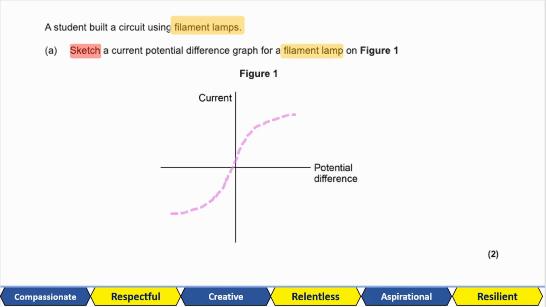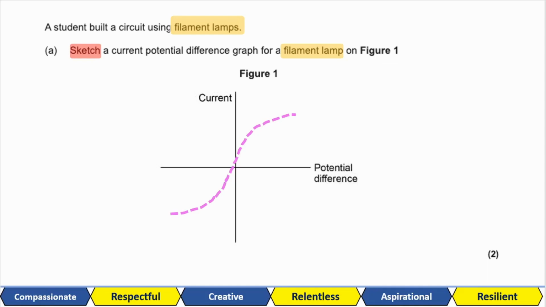This is how you should have drawn that. There is 1 mark for having a curve in these 2 sections here, and that curve must go through the origin. And the second mark, you have to show the curve having a decrease in gradient, so they're curving away from your y-axis.